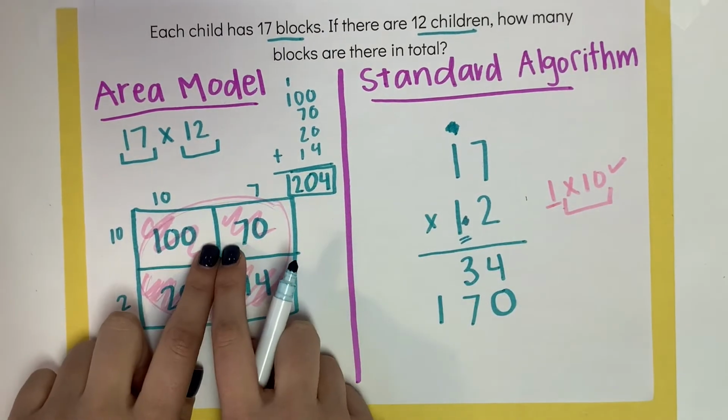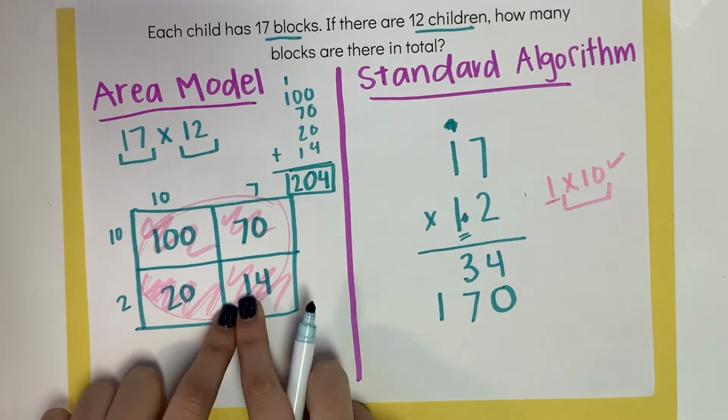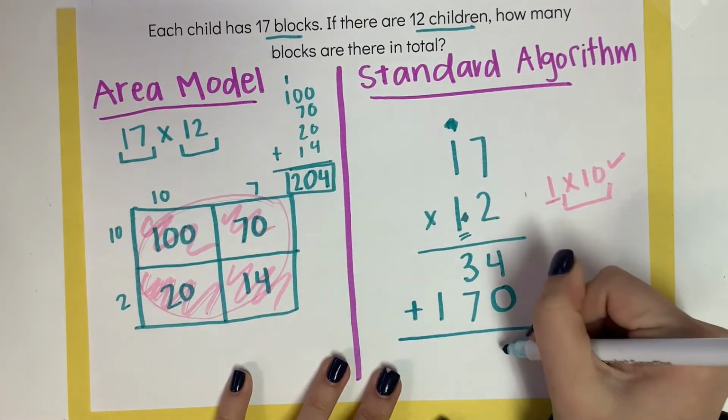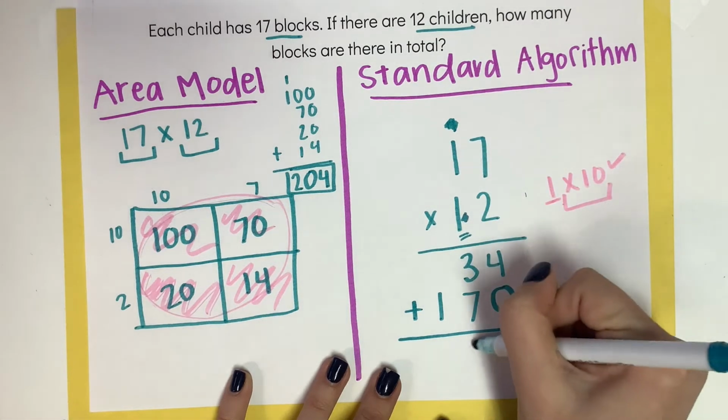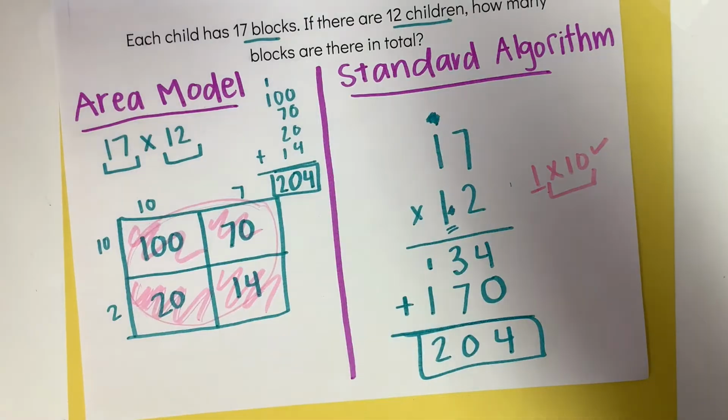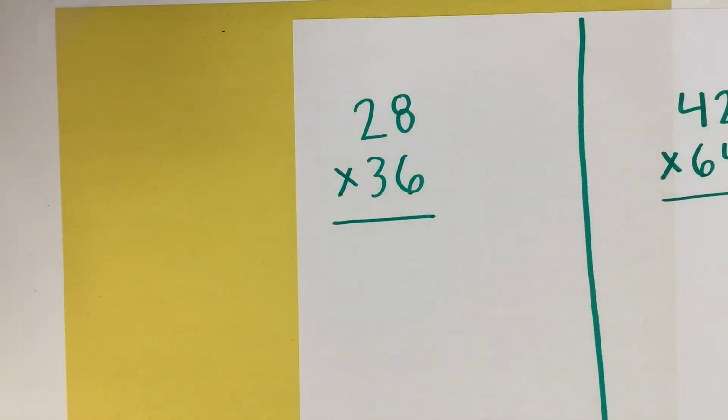If we add these together, that's 170. If we add this together, that's the 34. So, adding this together, I get 204. Okay, I thought we could practice again together. Will you practice with me?